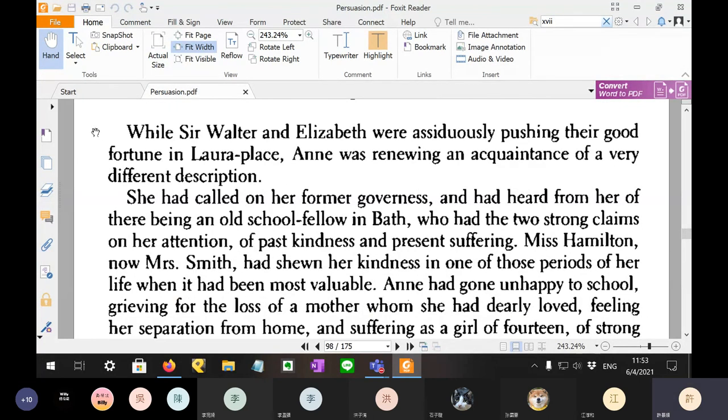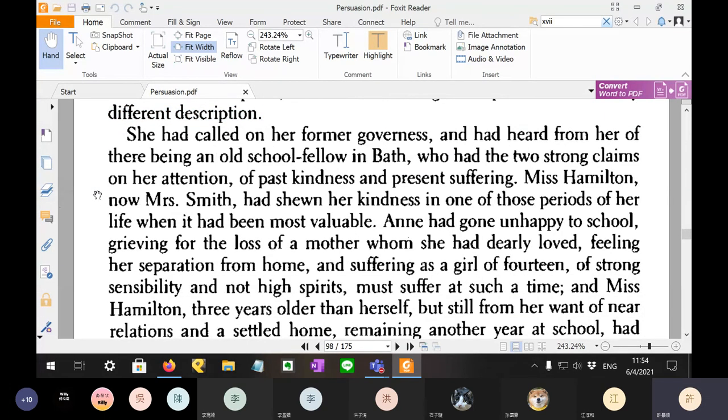So, at the end of the previous chapter, Sir Walter and Elizabeth were trying to re-establish relations with the very socially important Lady Dalrymple and Miss Carteret, who, when they visit Bath, live in Laura Place. So while Sir Walter and Elizabeth were assiduously, which means trying very hard, pushing their good fortune in Laura Place, which means trying to win good fortune, or good fortune could also mean good luck. So to try to depend on good luck to reacquaint themselves with Miss Carteret and Lady Dalrymple, Anne was renewing an acquaintance of a very different description.